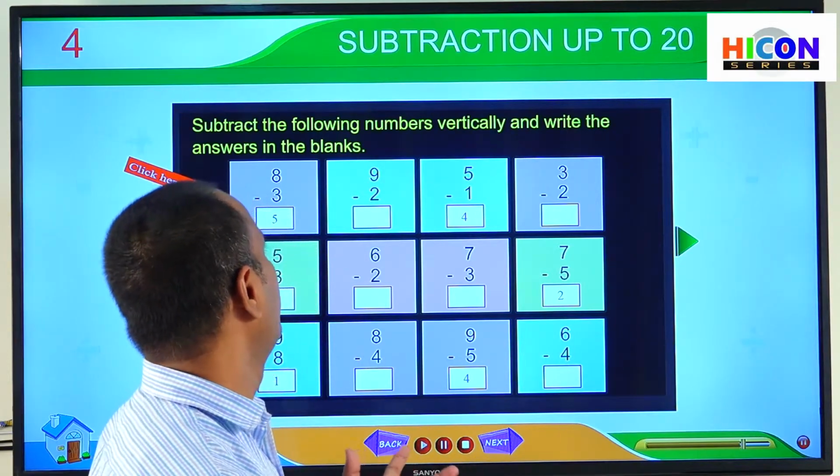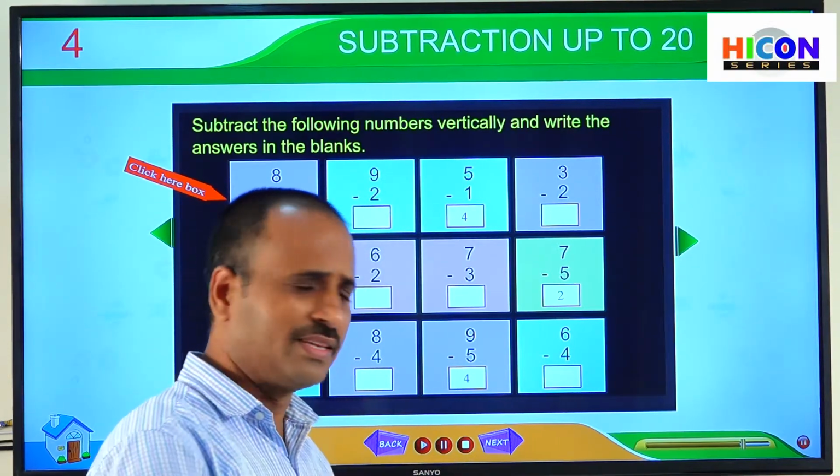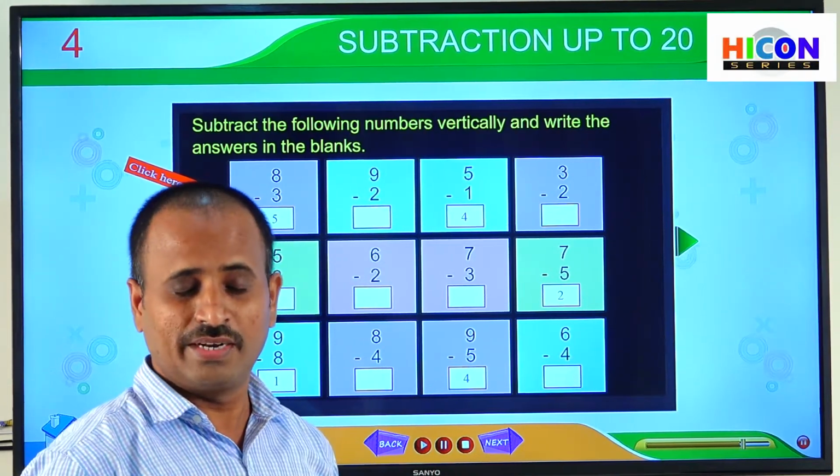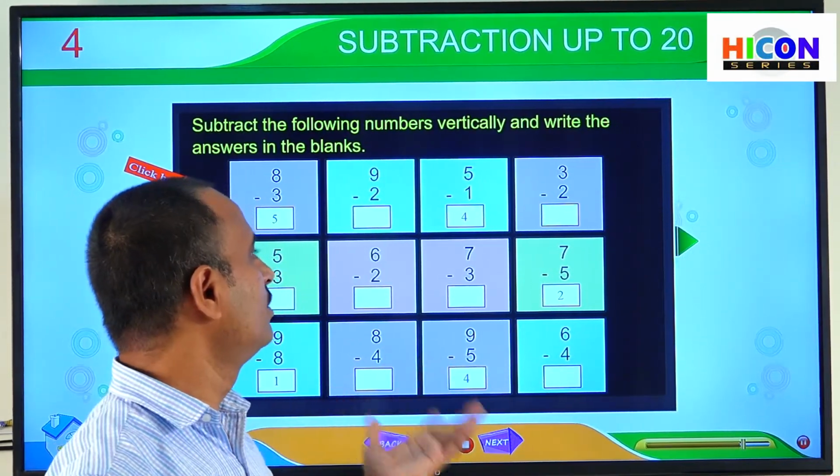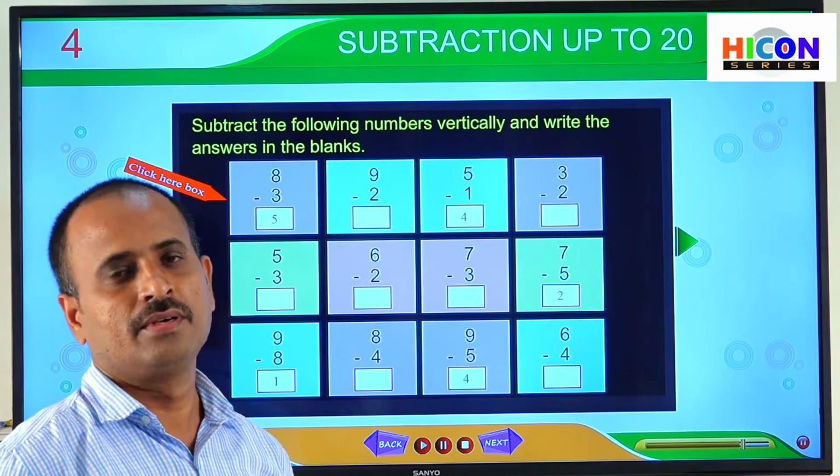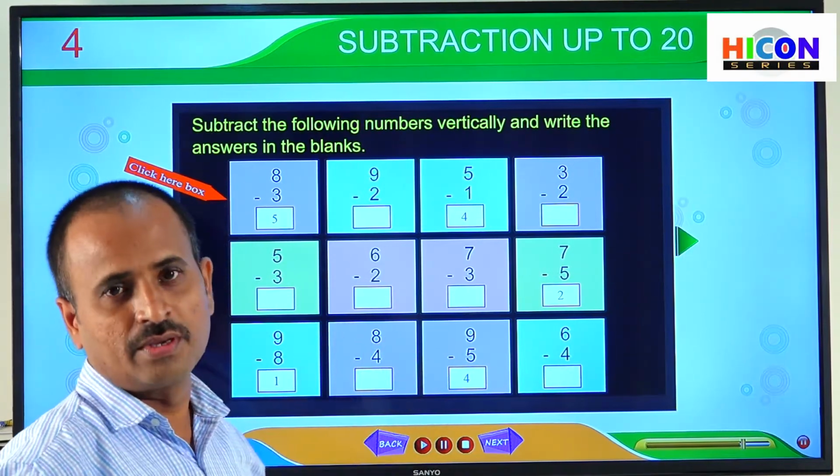So children, in this way we can do the vertical subtraction. In the same way we can do horizontal subtraction. So practice the remaining problems at your home.